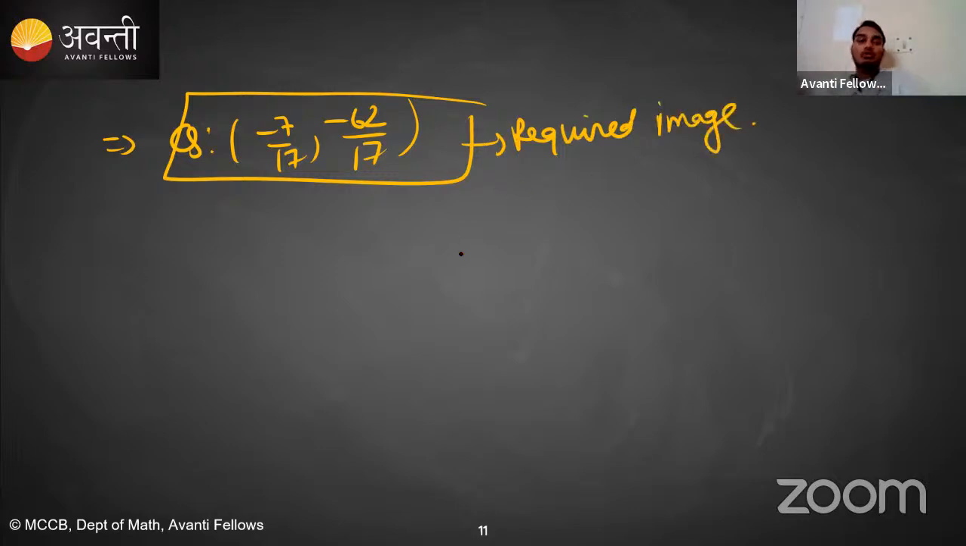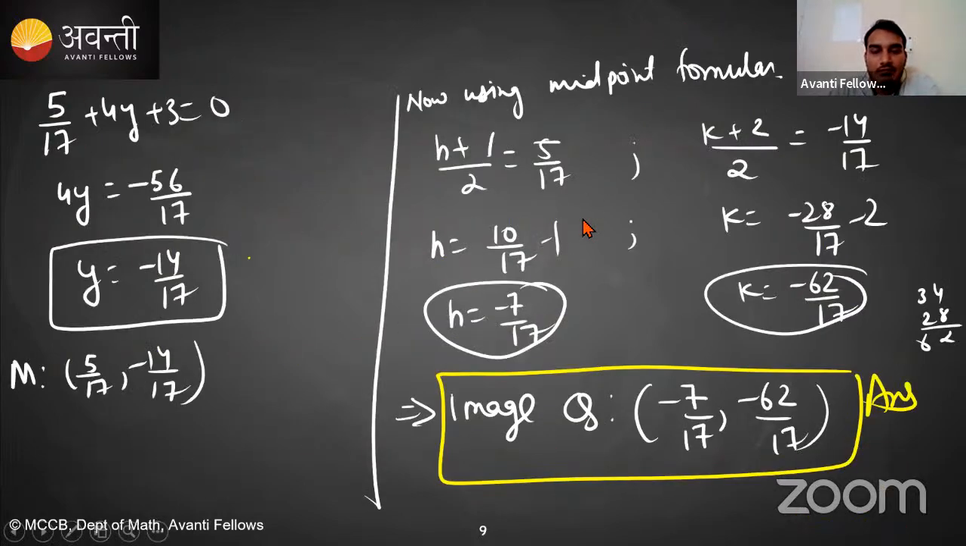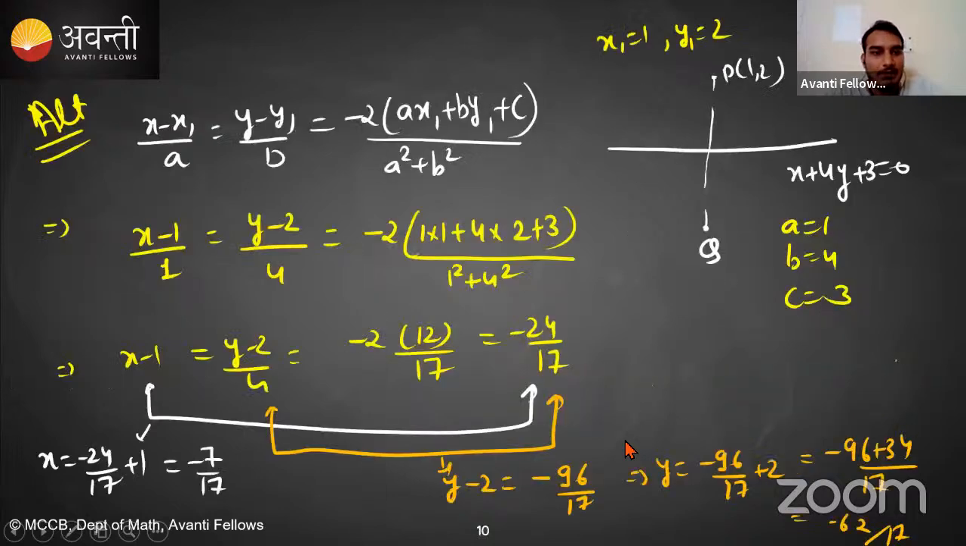Clear? Look, from both procedures we are getting the same answer. Yes or no? We used two different methods. In the first part we just used our understanding of the line, that if we want the image, it means my point Q will be on the perpendicular line. Yes or no? From there we use the midpoint formula and get the point Q, right? And in the second part we just used the formula. So from both methods we are getting the same answer.